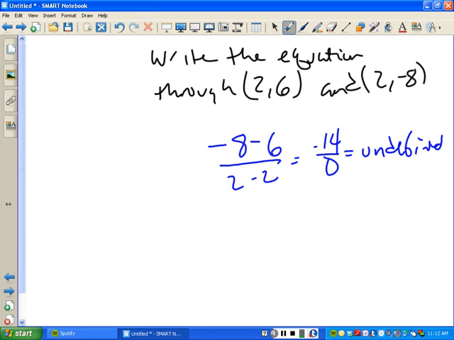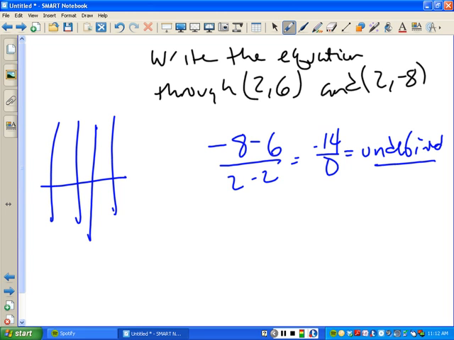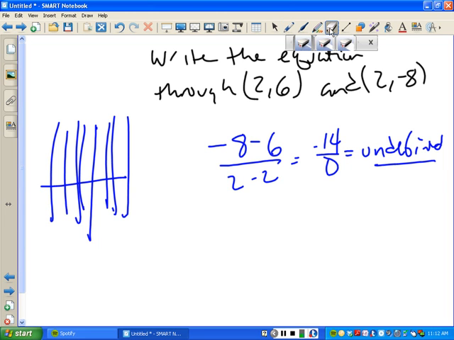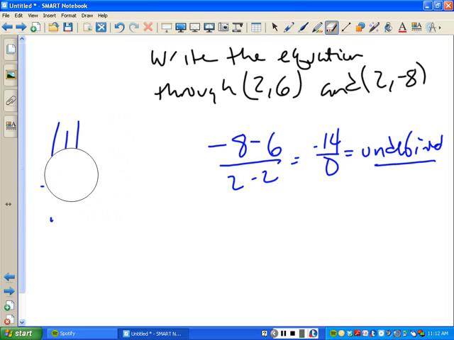Okay? Now, because it's undefined, what does that mean? Well, if the slope is undefined, then it has to be a vertical line of some sort. Those are the only things that have slope undefined: vertical lines. So this line that we're referring to has to be a vertical line through (2, 6). So here's (2, 6): 1, 2, 1, 2, 3, 4, 5, 6. And also through (2, negative 8).